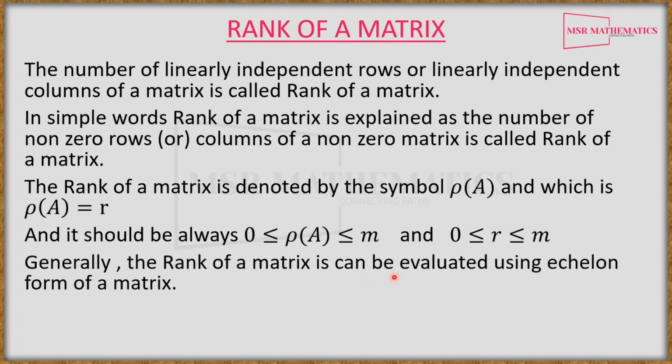Generally, the rank of a matrix can be evaluated using the echelon form of the matrix. So to obtain the rank of a matrix, first you have to use the echelon form of the matrix. If they ask you to find the rank of a matrix, we have to obtain the row reduced echelon form of that matrix. Finally, the number of non-zero rows in the obtained matrix is the rank of the matrix.